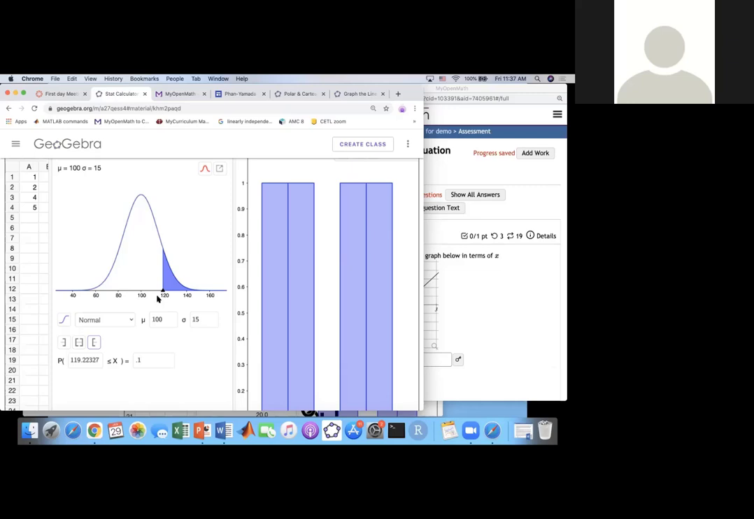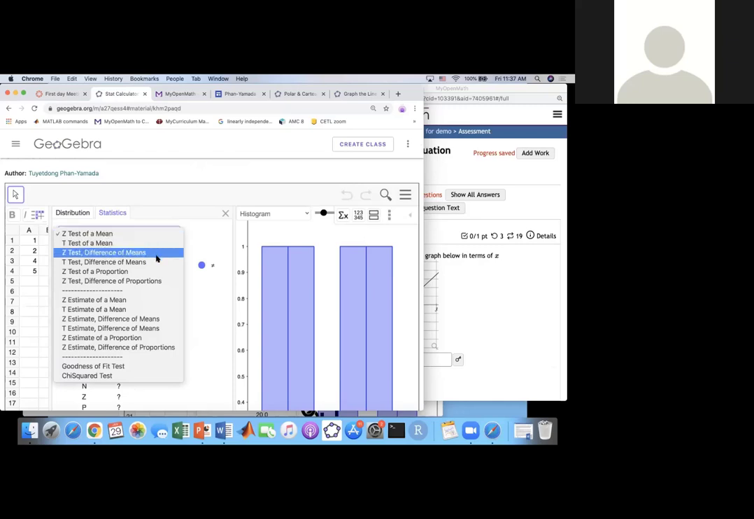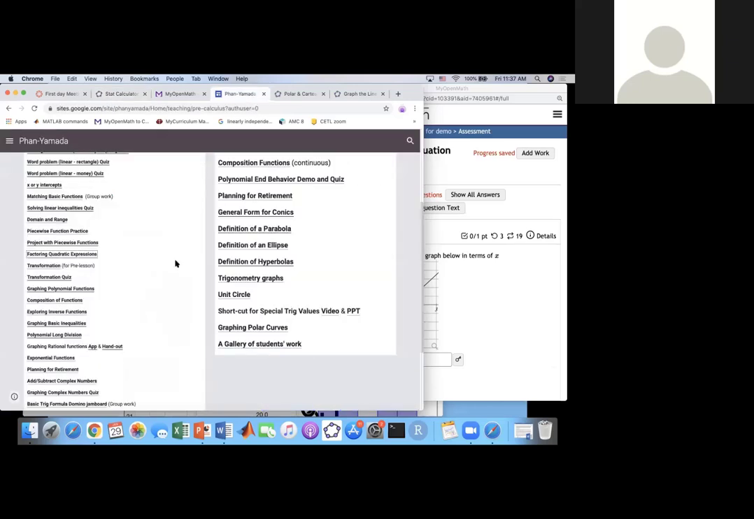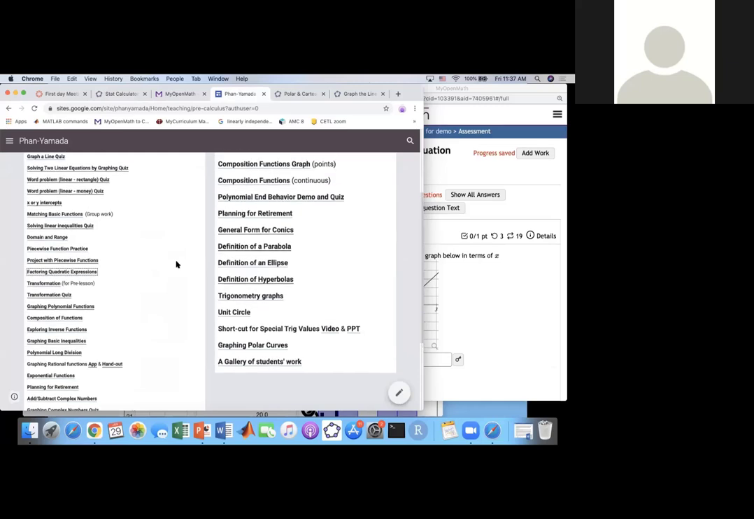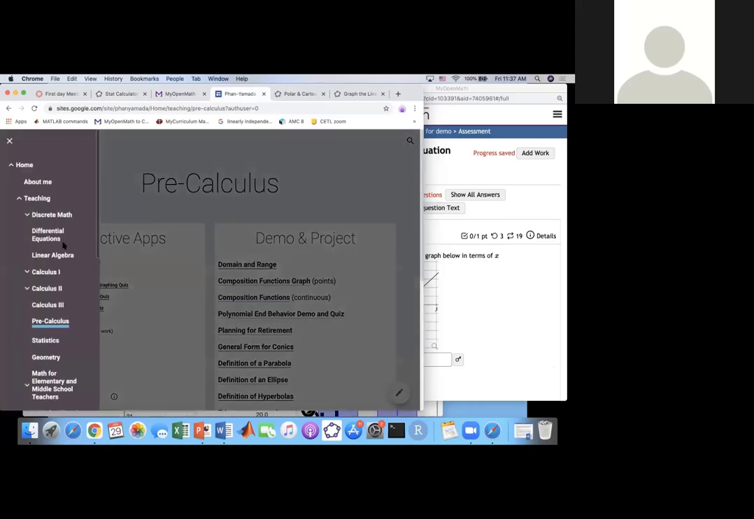So I have my students study and use all this. It has more than that. You go in here, it has the Z test for the mean, Z test, T test, and then goodness of fit, chi-square, everything you have in here. You don't need anything else. So I created a manual, and you can follow that, or you can follow my statistics with GeoGebra YouTube videos that I made for my students to watch. Let me put it back here so you can see.